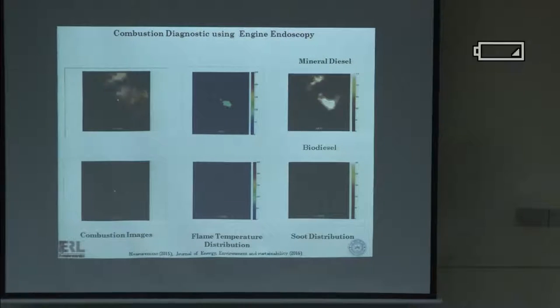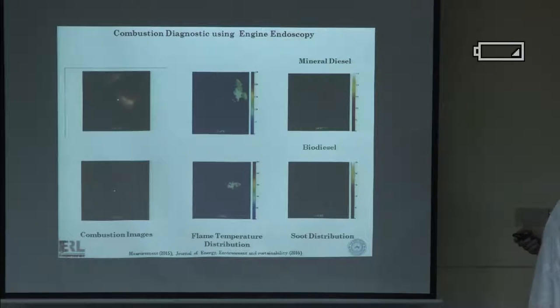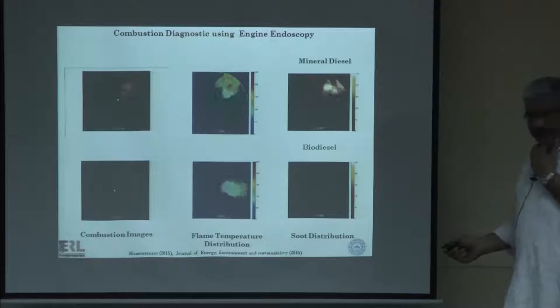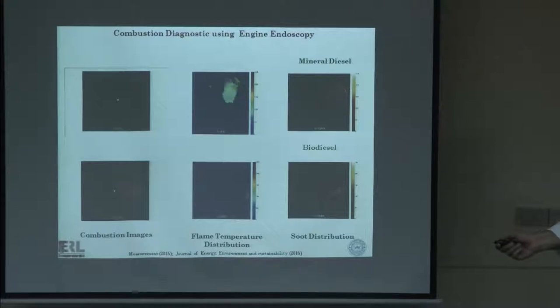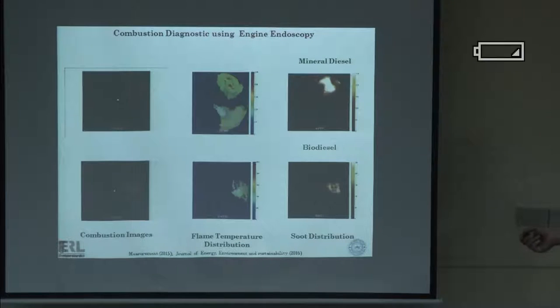Now, we compared mineral diesel with biodiesel. These three images that you see, this is the image for diesel and this is the image for biodiesel. Now when we convert it to temperature distribution, this is the flame temperature distribution for diesel, this is the flame temperature distribution for biodiesel. What you see here is that inside the cylinder, flame temperature distribution is relatively lower in case of biodiesel. That's how you see lower NOx emissions.